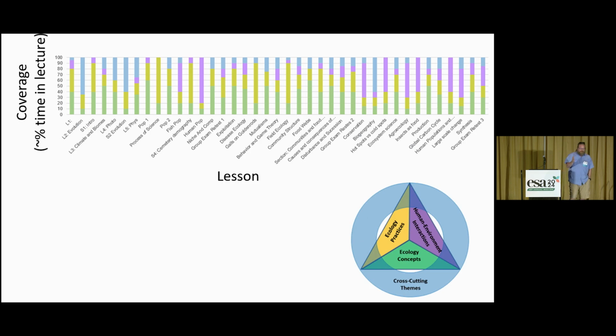So this is what a series of lectures might look like for the semester. We've got our lectures on the bottom, coverage of the 4 dimensions on the left, and we can see it looks like a rainbow throughout the semester. We're covering all the dimensions throughout the entire semester.